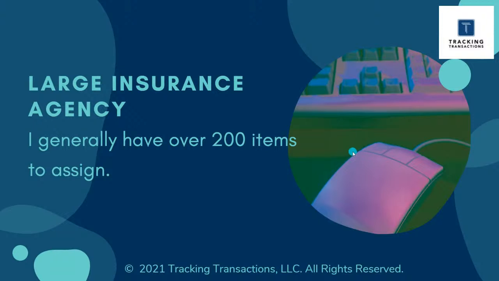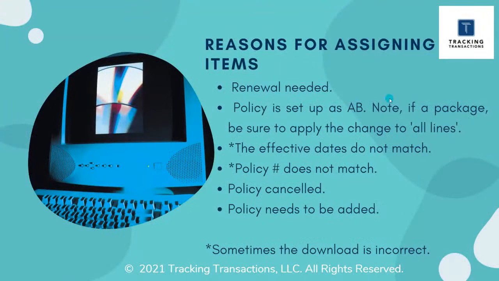And then in terms of working with a large insurance agency, earlier today I was working with one, and they actually had over 200 items for me to assign. As I'm going through the assigning, I had to put down notes in a certain column as to why I couldn't get some of these things to assign. So let me explain why. Here are some reasons for having problems assigning items.